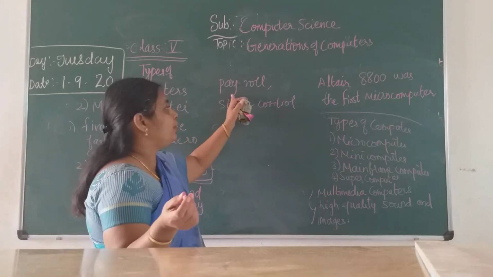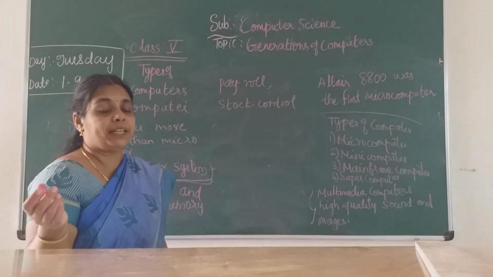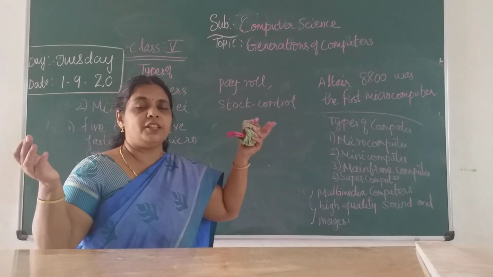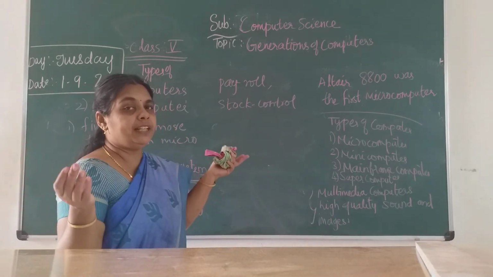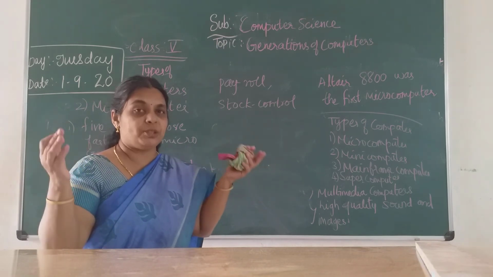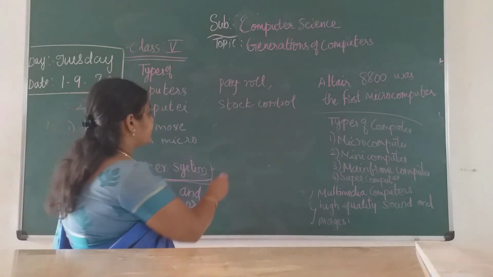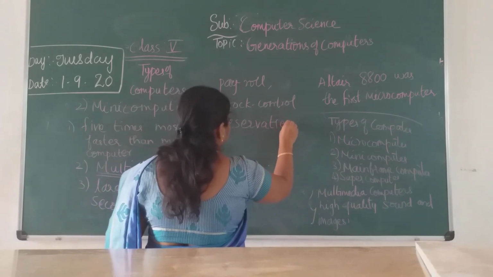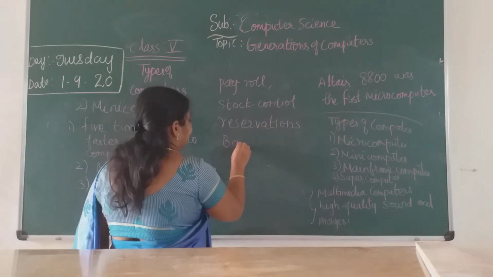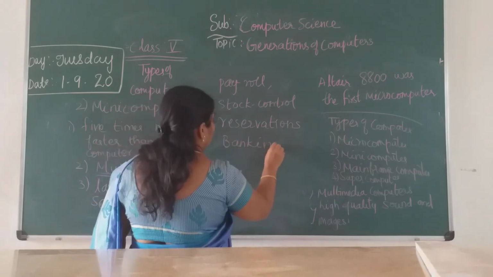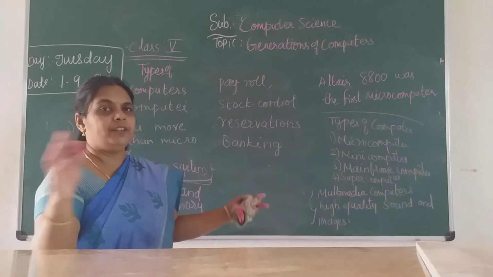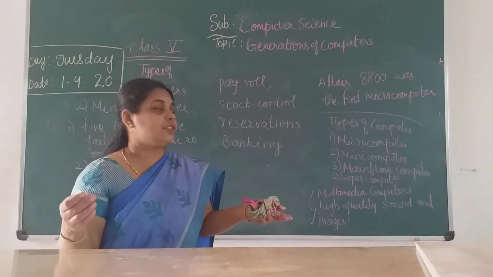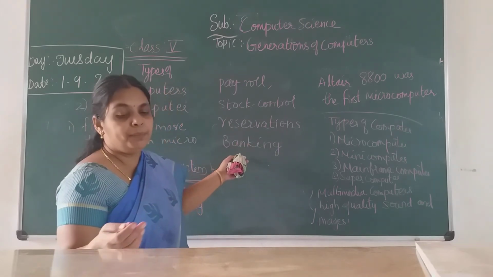So stock control. Payroll means to calculate the salary. If 1000 employees, 10,000 employees are there, we need that type of system with so much memory in it. Then reservations and banking. Banking, you have so many branches. In the same way, your computers working in the bank also have to be connected all over the world. So that place also they will use this mini computers.